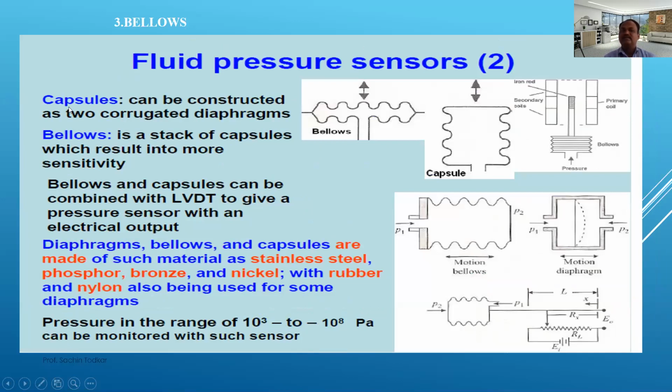Now, second, the capsule or bellows. This is a bellows. And a capsule is just like a capsule.